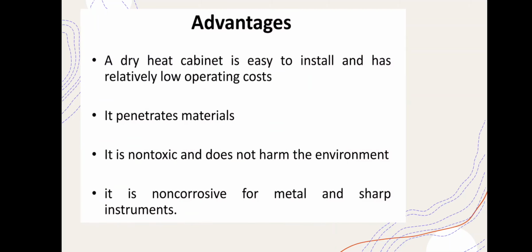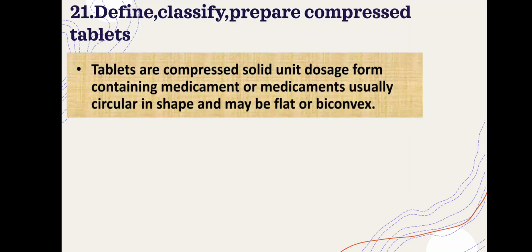Go through this one. Advantages: a dry heat cabinet is easy to install and has relatively low operating cost. It penetrates material, it is non-toxic and does not harm the environment. It is non-corrosive for metal and sharp instruments.